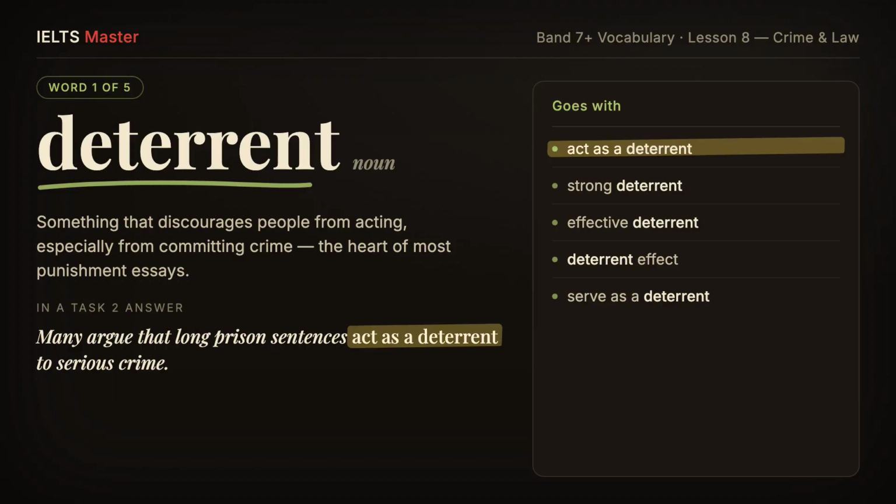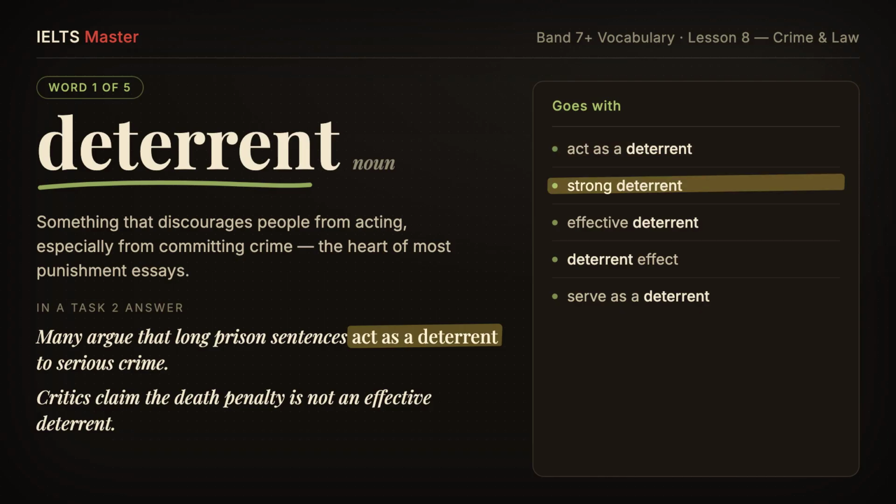Many argue that long prison sentences act as a deterrent to serious crime. And critics claim the death penalty is not an effective deterrent. Now the collocations: to act as a deterrent, a strong deterrent, an effective deterrent, the deterrent effect, and to serve as a deterrent. These are the backbone of any punishment essay.